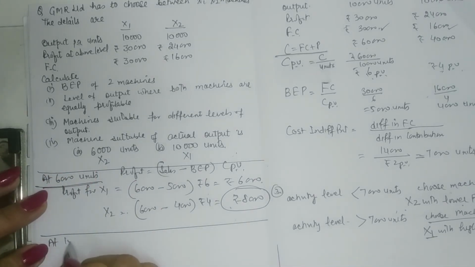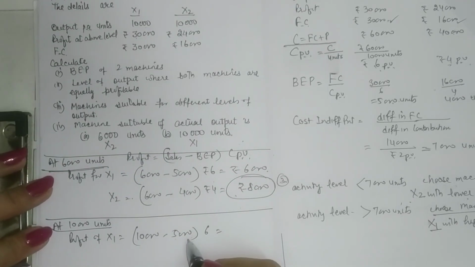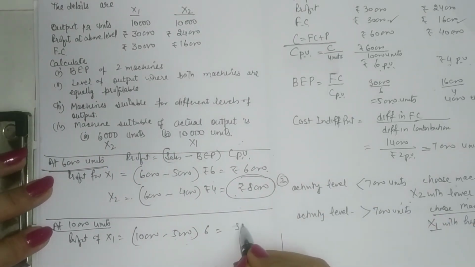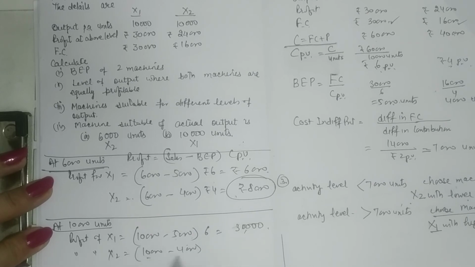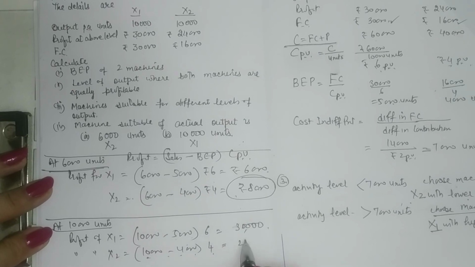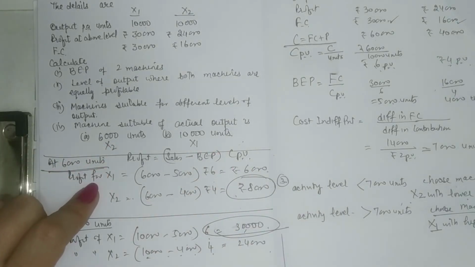Similarly at 10,000 units, what will happen? Profit of X1 machine will be 10,000 minus their break-even point into their contribution. So now you are having more sales, so more profit: 30,000 rupees. And profit of second machine will be 10,000 minus 4,000 into 4. Of course you have more sales, but because this has lesser contribution, your overall profitability is declined. So a machine with higher contribution is chosen. So this is how you can explain your answer, right?